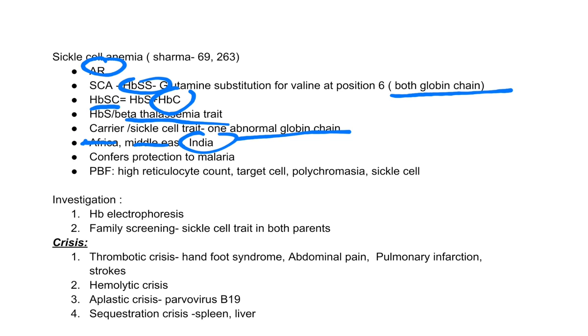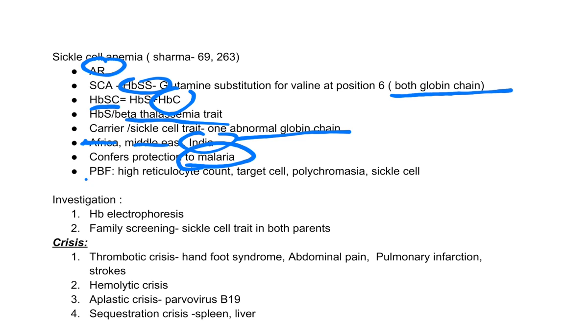Everything is not bad here. A sickle cell patient, either homozygous or heterozygous, has protection against malaria. Malaria is very endemic in Africa, and also in Africa sickle cell anemia patients are very prevalent.